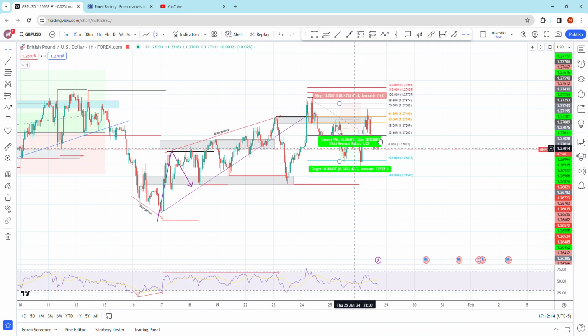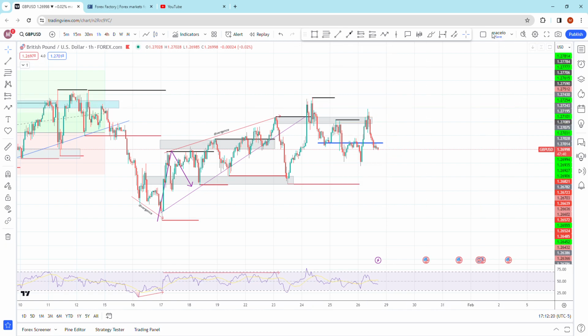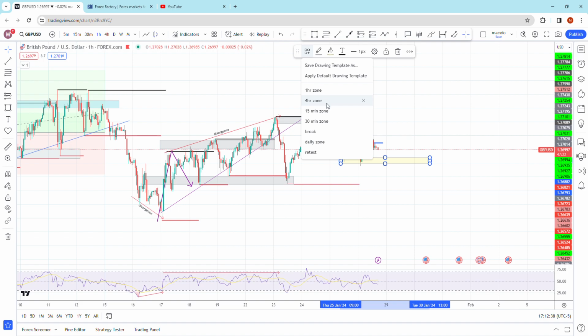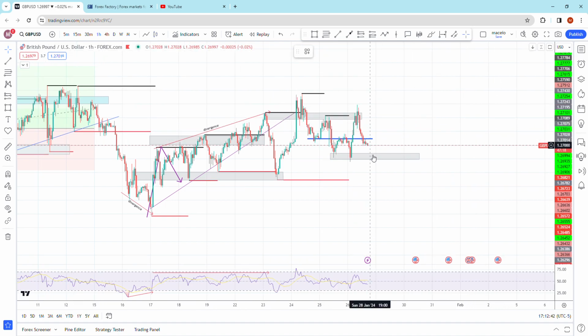But for now, we remove all this because I didn't take this, so I wouldn't put that there. But that was a nice setup we could have had last week on GU. Now, what I would want to see would be, I wouldn't worry about this anymore. I want to see this area here being broken. So I want to see what will happen at this area here.